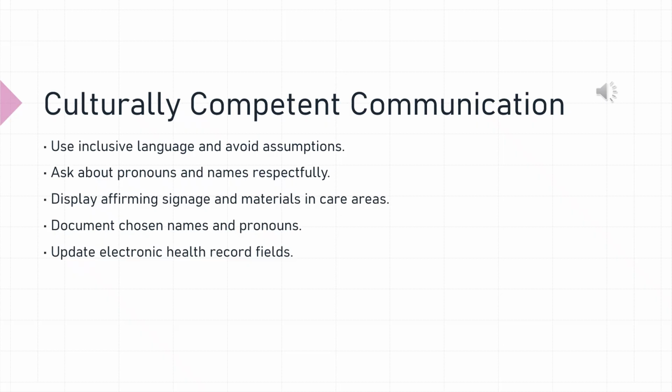So instead of asking things like, do you have a husband, or are you married? Do you have a wife? Ask if they have a partner. That way it covers all different types of identifying characteristics or words. Screen based on organs present, not gender identity.